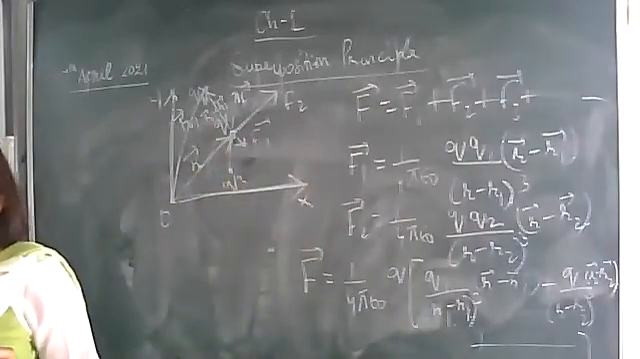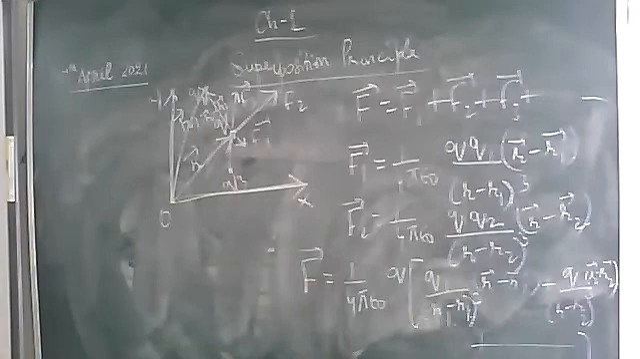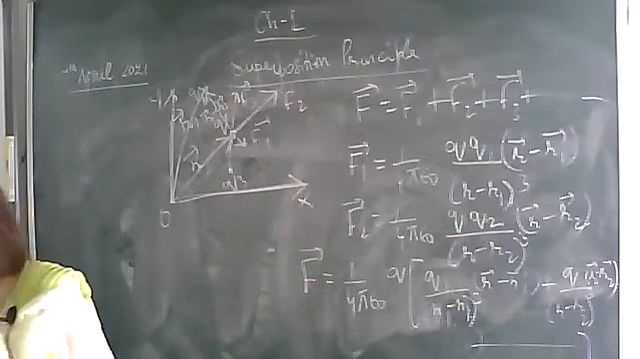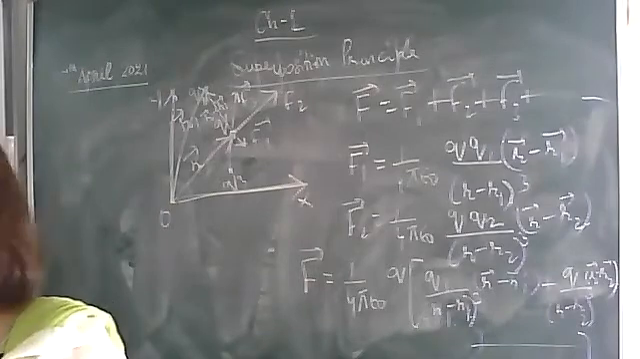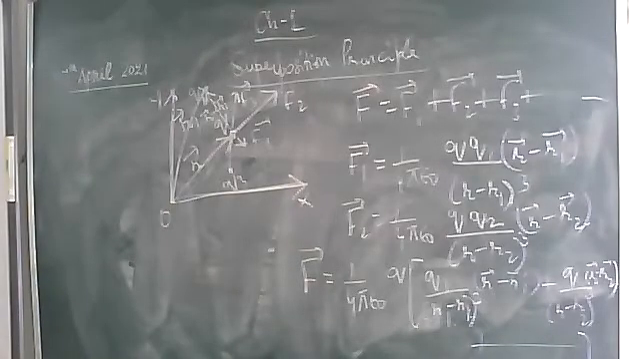So only what you have to understand: if a number of point charges are there near a particular charge, all will exert a force on that particular charge. What will be the resultant force? Vector sum of all these forces. And this principle, we call it the superposition principle. Is it clear?